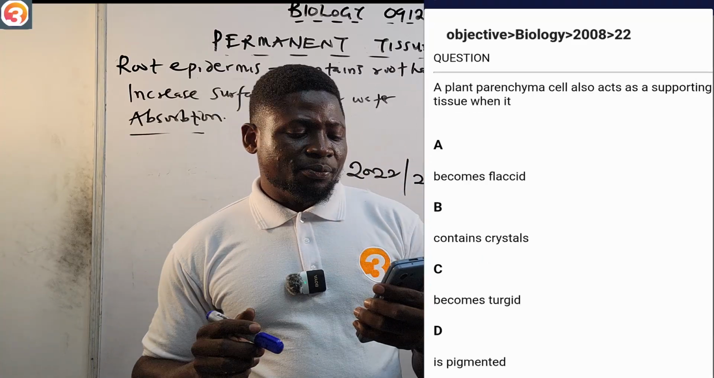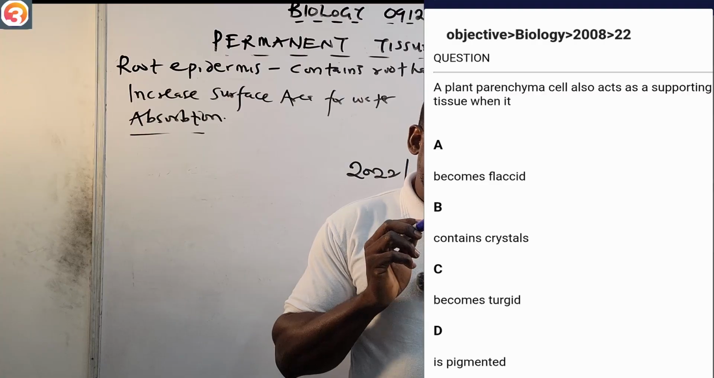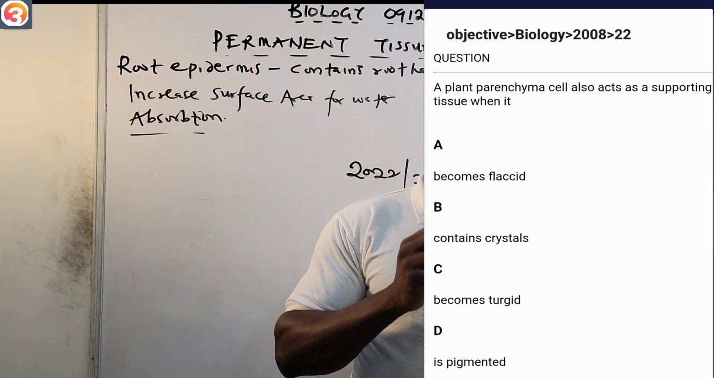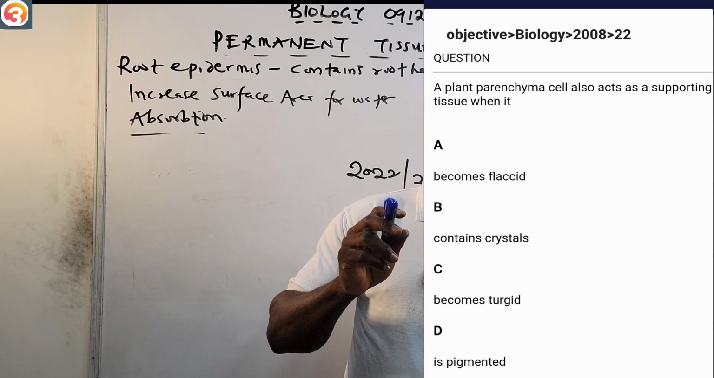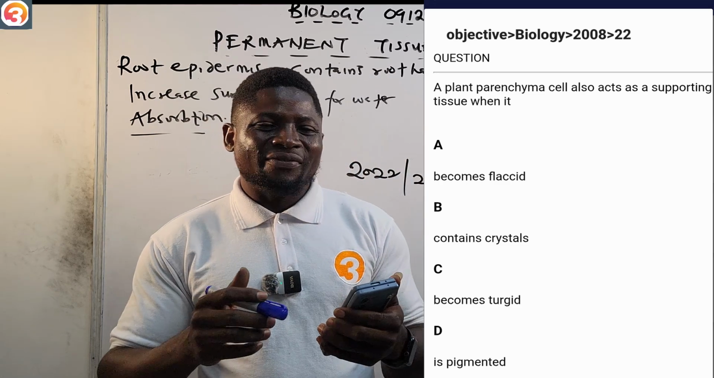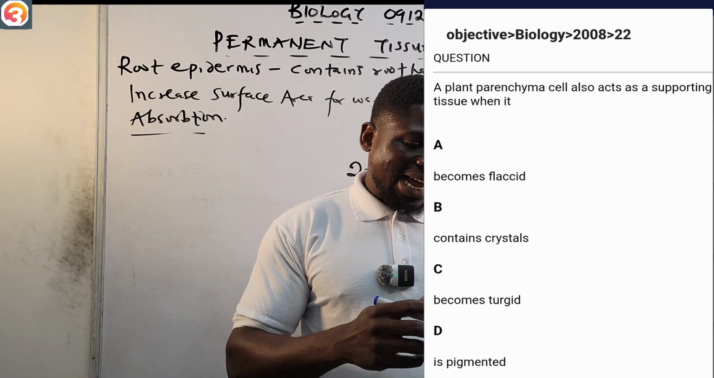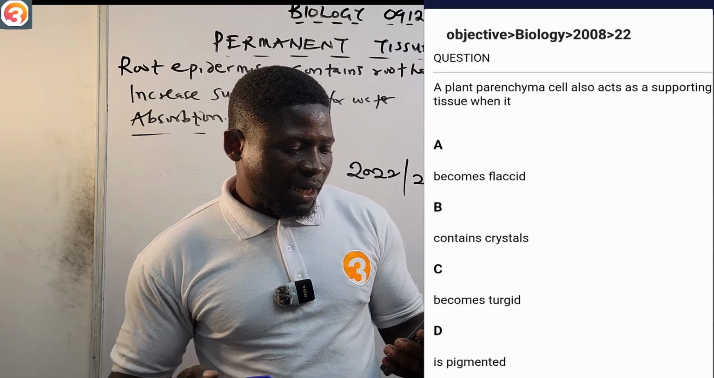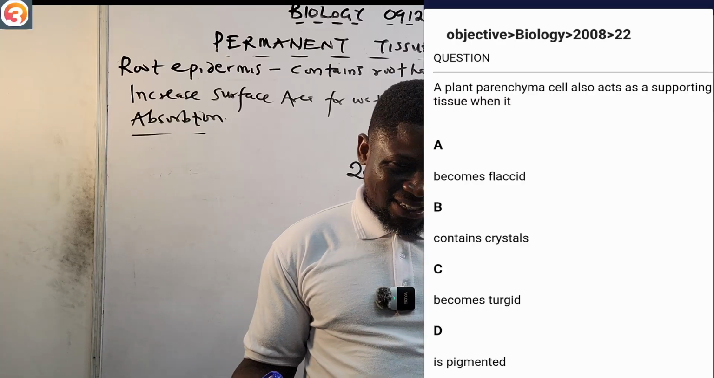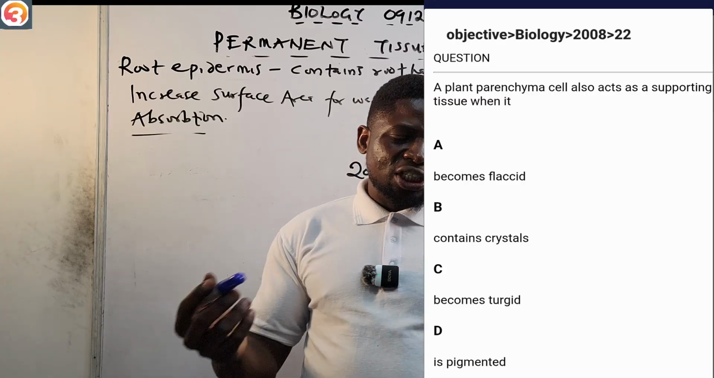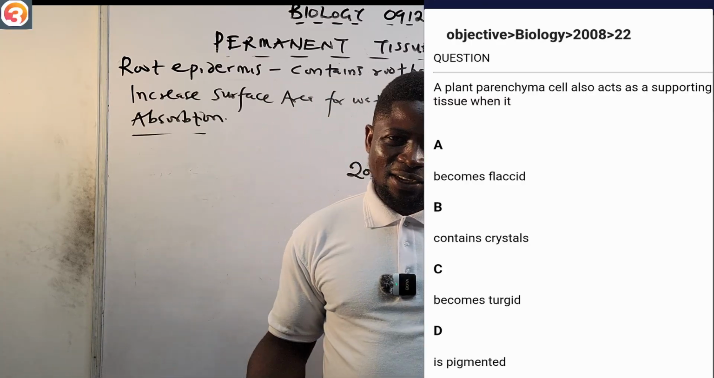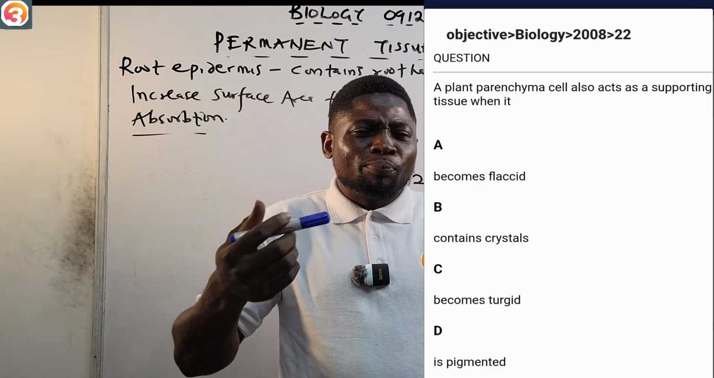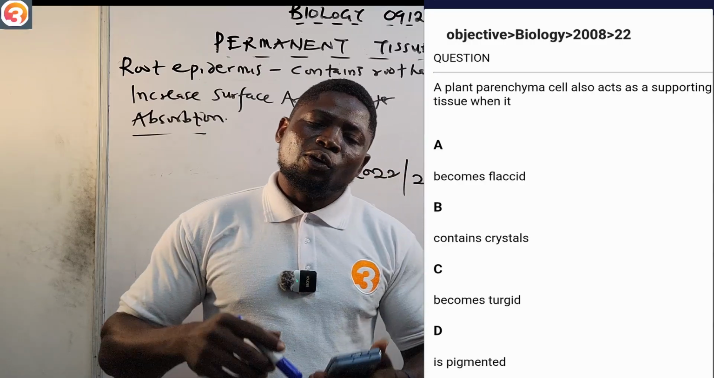2008 number 22 says a plant parenchyma cell also acts as a supporting tissue when it, A, becomes flaccid. Flaccid means say you remove water from them, you dry them. B, contains crystals. C, becomes turgid. D, is pigmented. Which of these conditions will a plant parenchyma be able to provide support for the plant?